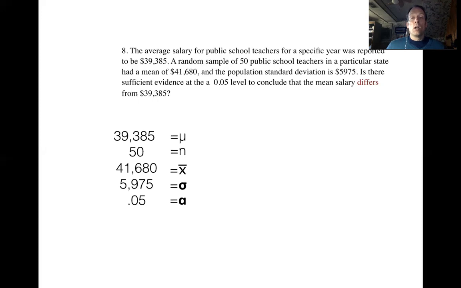For our alternative and our null hypotheses, we're going to set H0 to read that mu is equal to $39,385. For our alternative hypothesis, because we noticed the keyword differs, we're going to set up for a two-tail test. And we're going to write down that mu is not equal to $39,385.